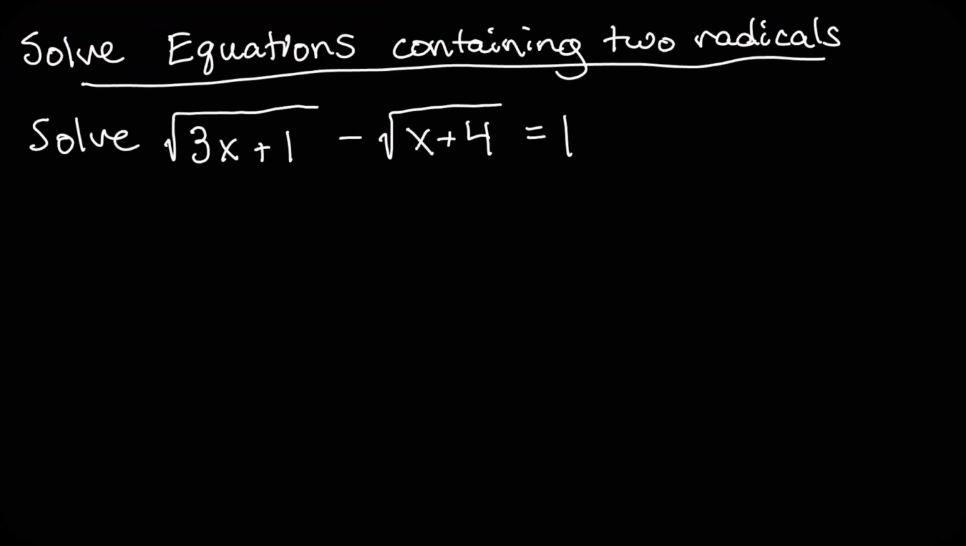Let's look at solving equations containing two radicals. So the first thing we want to do is go ahead and try to get rid of our radicals here, and we can do that by isolating one of the radicals onto one of the sides. So go ahead and add your x plus 4, the square root of that, over to your right hand side.